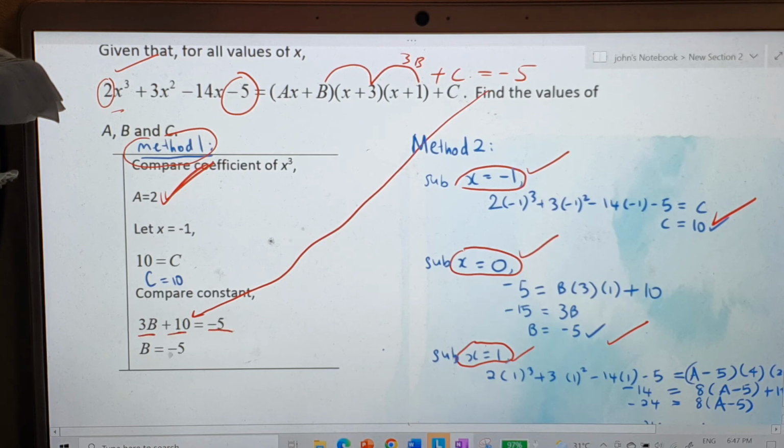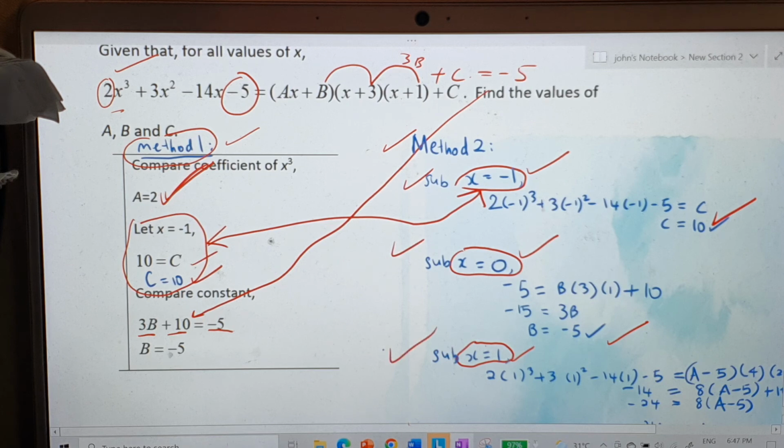But of course, I cannot find my c without finding my b, right? That's why I have to again use a substitution method, which in this case follows the same step as what I've done here, to get this. So those of you who say, oh no, I only want to learn one method, it doesn't work that way. Substitution has its benefits. So you can see that you sub like that, you can get all the answers.